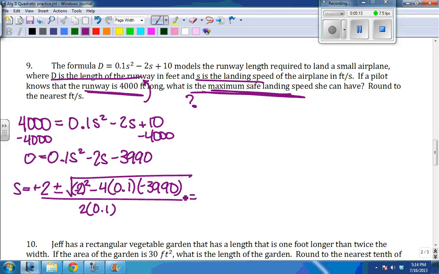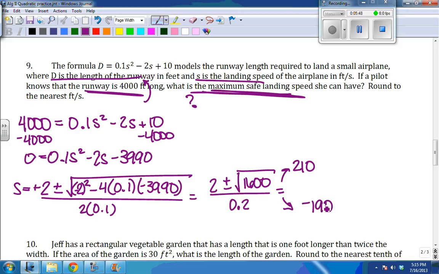I'm going to simplify my discriminant just so I can maintain consistency on how I've been doing these. And my discriminant works out to be 1,600. So this is 2 plus or minus the square root of 1,600, all over, I'm going to simplify this to be 0.2. And 1,600 has a nice square root of 40. I can go into decimals pretty easily here. My two answers, when I simplify them in the calculator, I get 210 for the first one, and for the second one, I get negative 190.